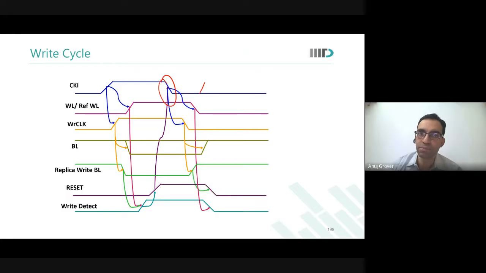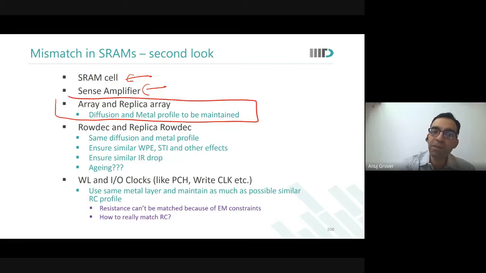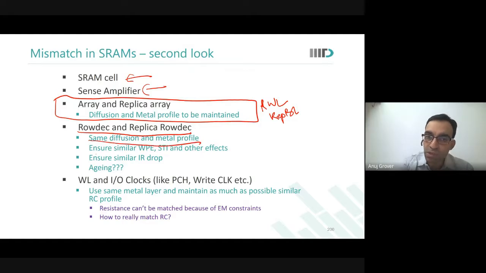आगे बढ़े? So in terms of memories, we are looking at mismatches in SRAM cells and sense amplifiers. But very importantly, we are looking at matching in array and replica array, मतलब replica word line and replica bit line. Then we are also looking at matching in RODEC and replica RODEC. They have to have same diffusion and metal profile, ensure similar well proximity effects, STI and all other effects, ensure similar IR drop. But what about aging?